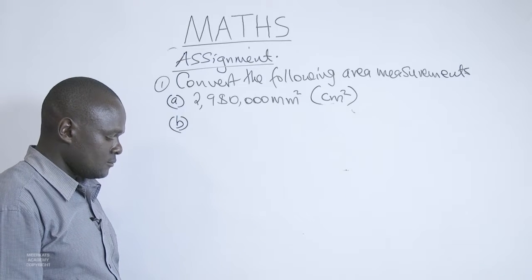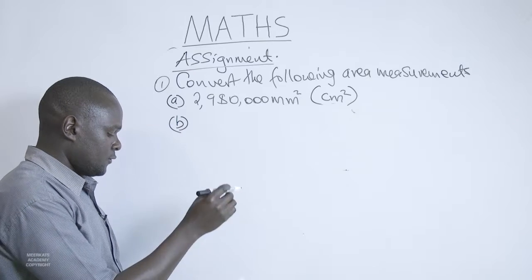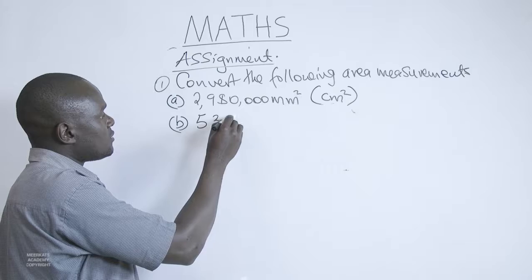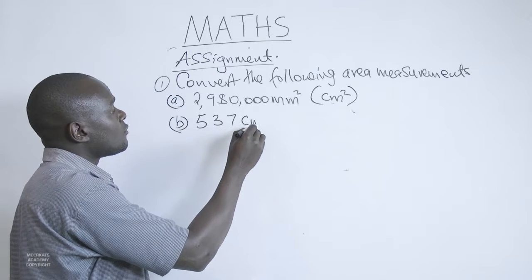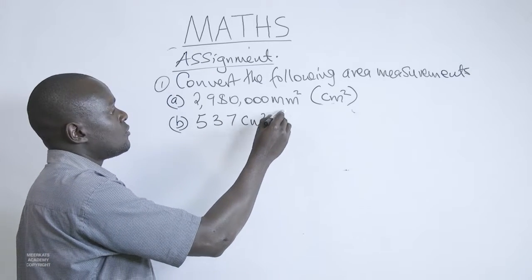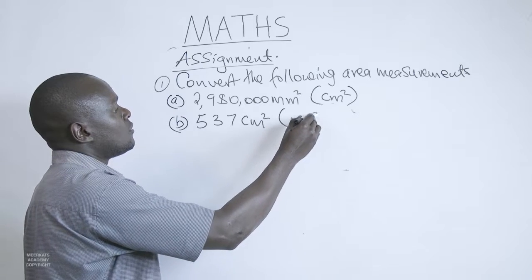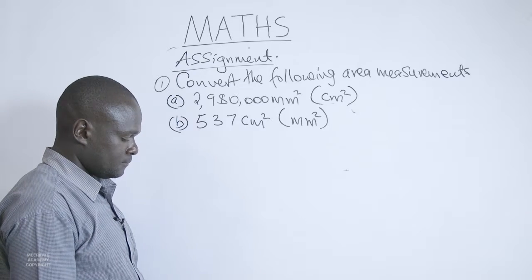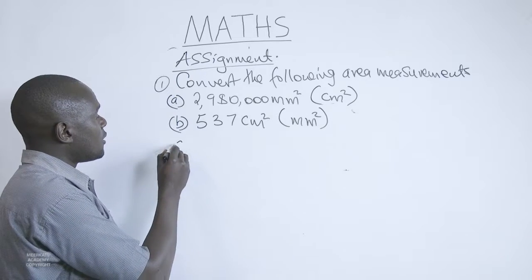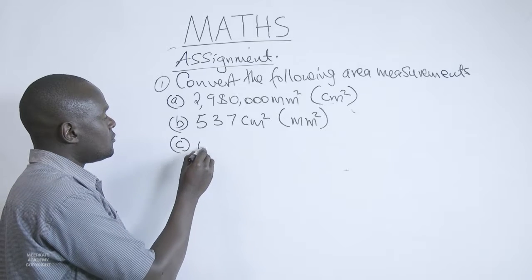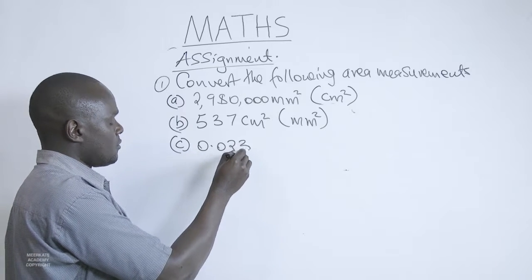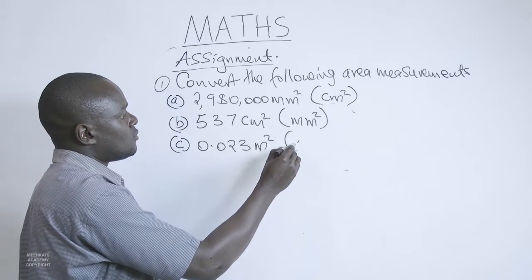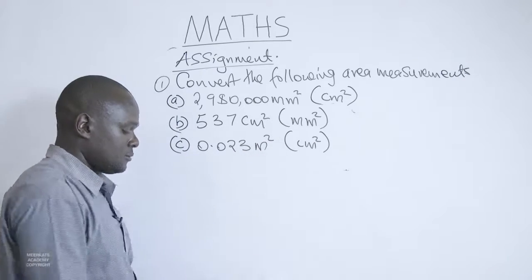The second is for you to convert 537 square centimeters to square millimeters, and you can also convert 0.023 square meters to square centimeters.